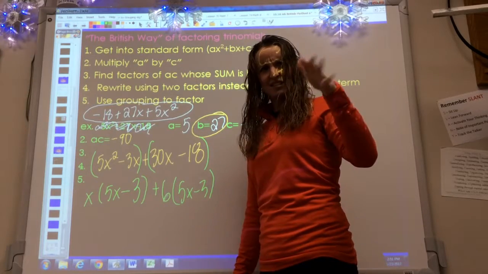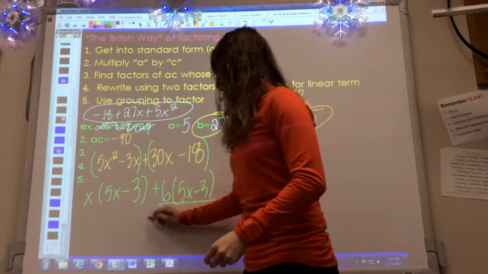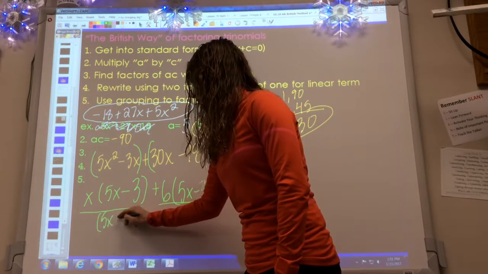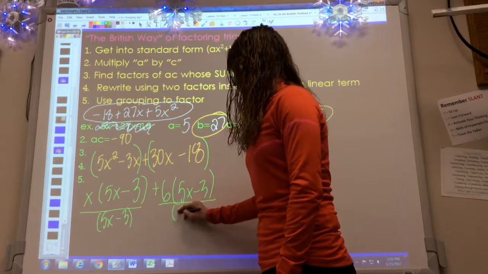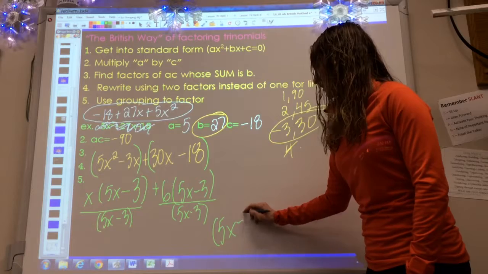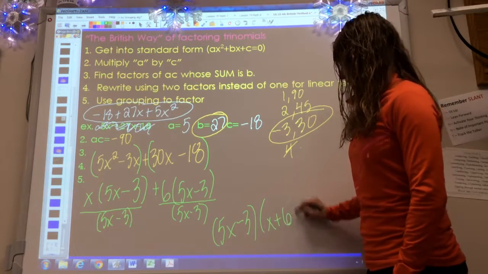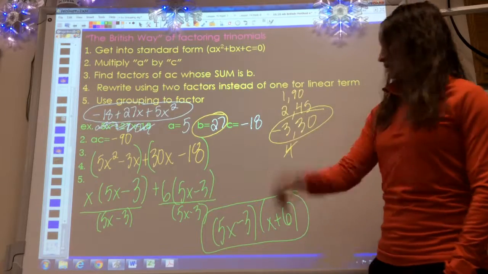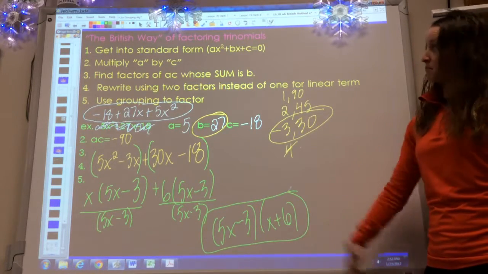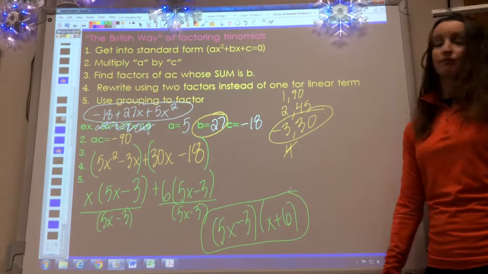Does that make sense? We want them to match up because then when they match up, we can take out the quantity of 5x minus 3, put it in front, and what are we left with? And there we go. Another British method to perfection.